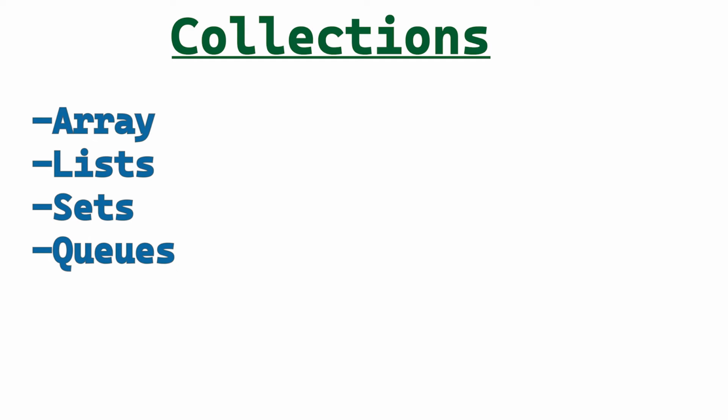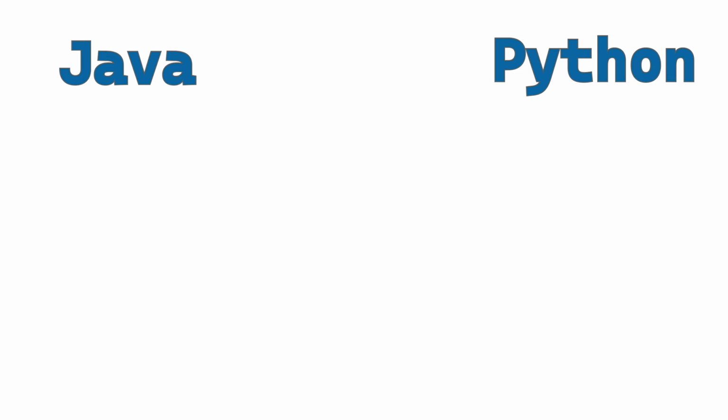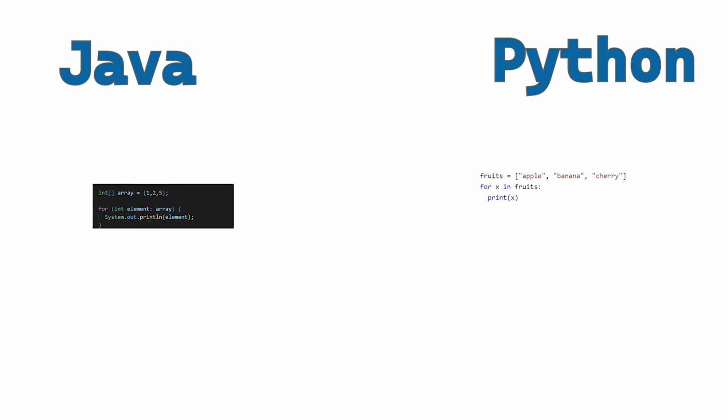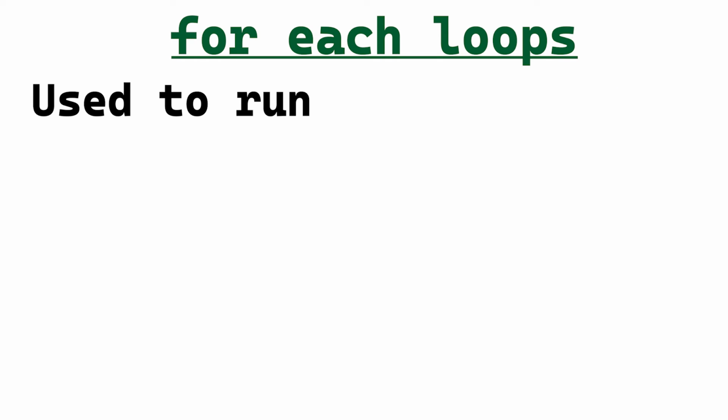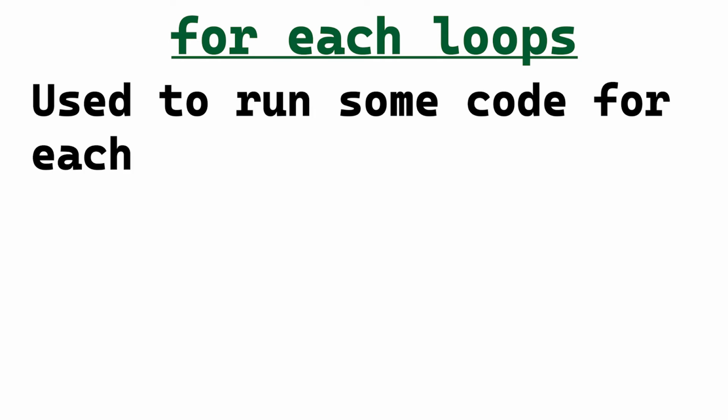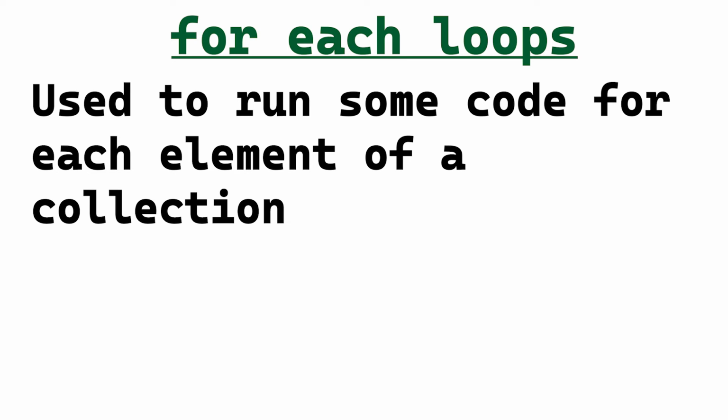Lastly, there's also one more variation of a for loop, and this is called a for each loop. A for each loop is used to iterate through some kind of collection, like an array or array list, without having to write a whole for loop for it. For each loops in Java share very similar functionality to normal for loops in Python. For each loops are used to run some specific code for each element of a collection.